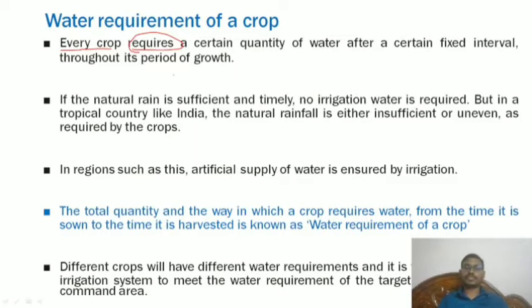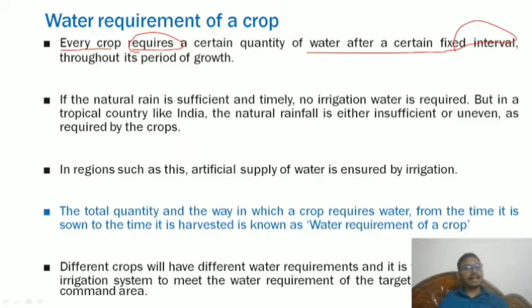For example, if a certain crop, X crop, needs 120 days, then every 20 days we have to provide water to that particular plant. That means every 20 days we have to give water until it reaches a maximum of 120 days. This is the water requirement for a crop: water after a fixed interval throughout its period of growth.